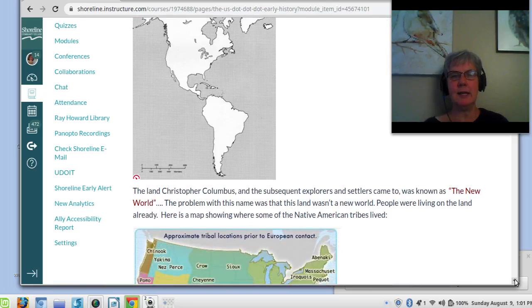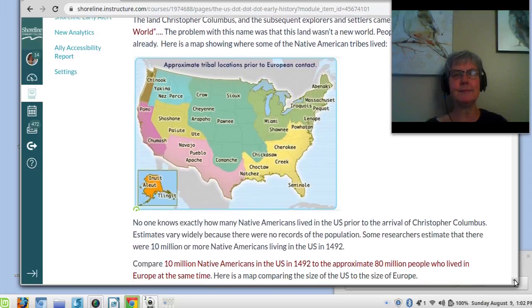The land Christopher Columbus and the subsequent explorers and settlers came to was known as the New World. The problem with this name was that this land wasn't a new world. People were living on the land already. Here's a map showing where the Native American tribes lived. So you can see we have 3 tribes in Washington. There's many more tribes. This is just some of the tribes. There were actually, I think, like 565 or 569 tribes, but these are just a few of the bigger tribes.